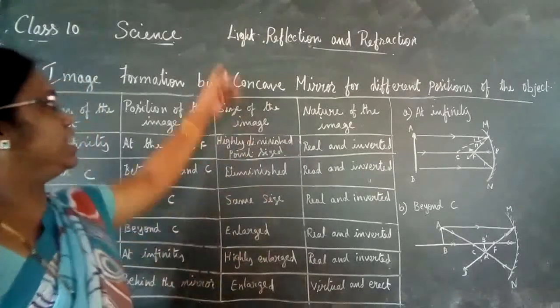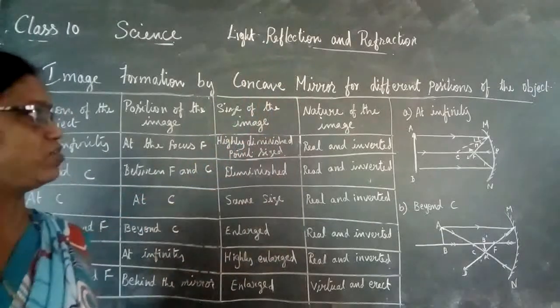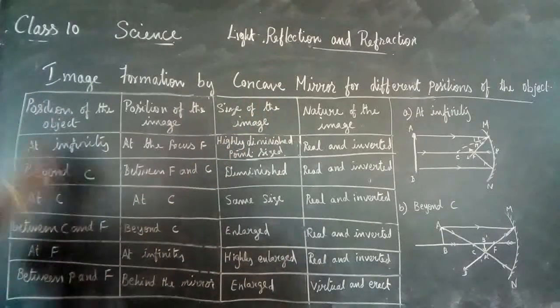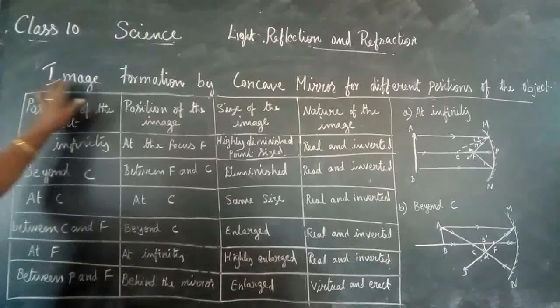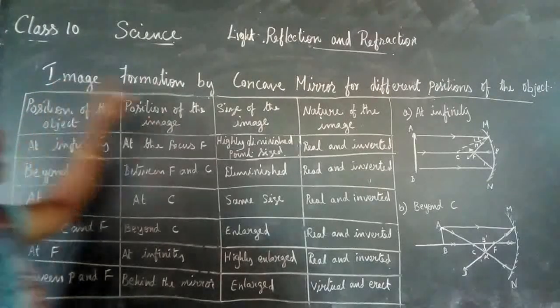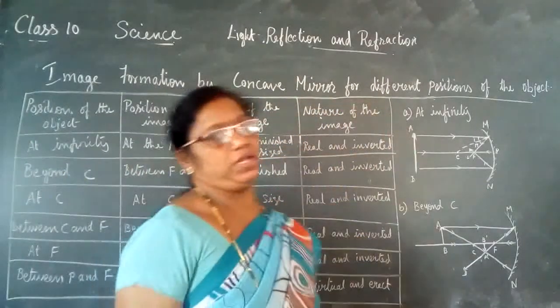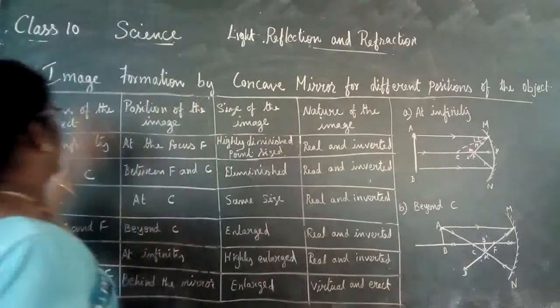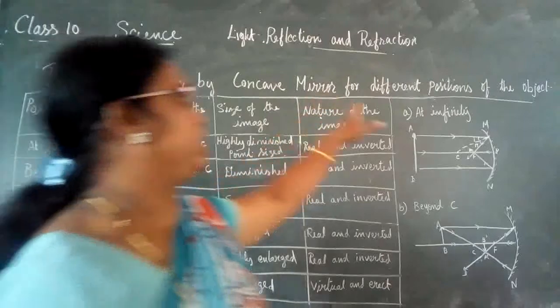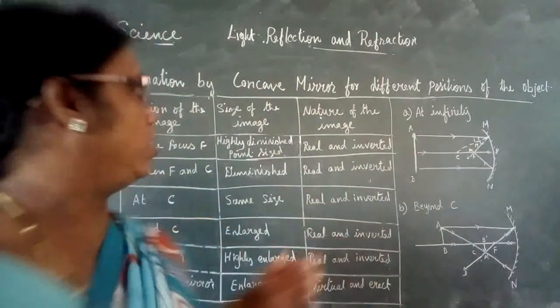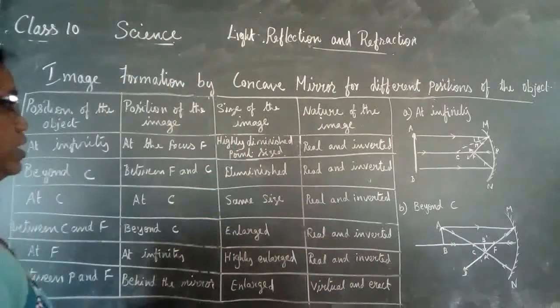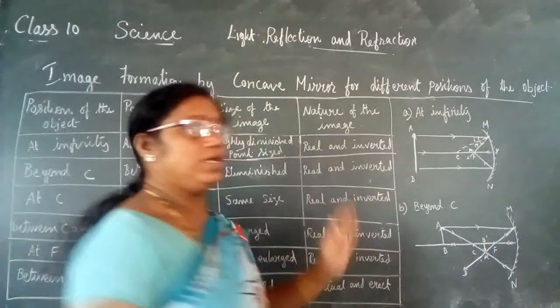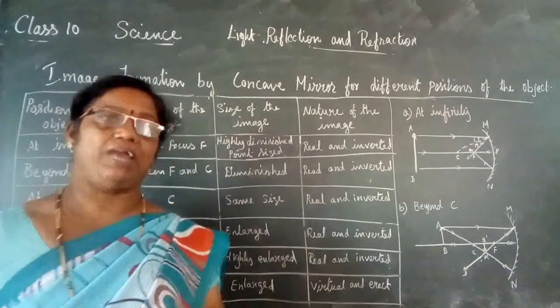In the lesson Light Reflection and Refraction of class 10, we are going to see how the images are formed in a concave mirror when the object is placed at different positions. Image formation by concave mirror for different positions of the object. So here let us consider the object is placed at infinity.